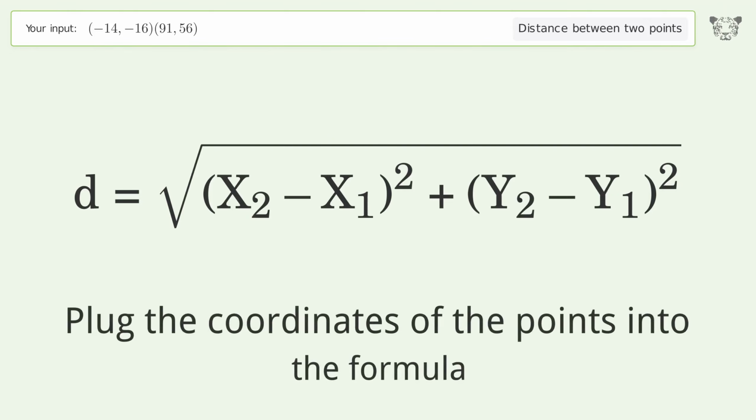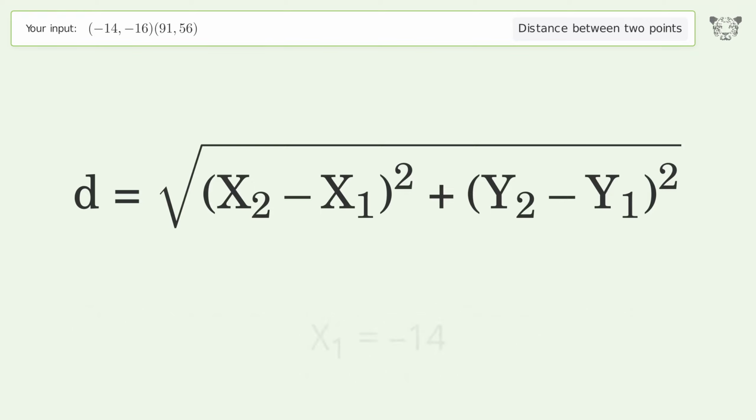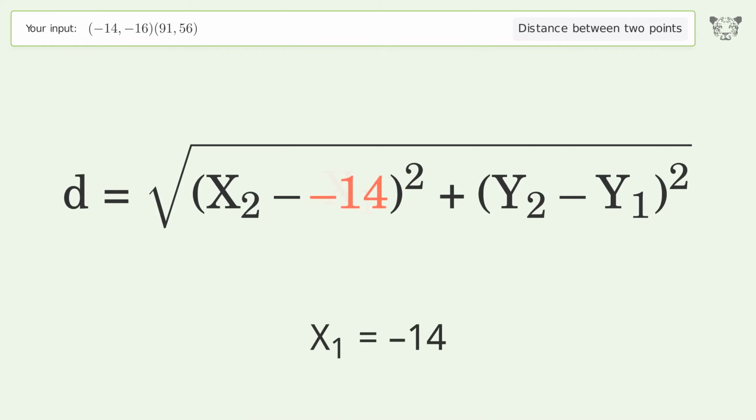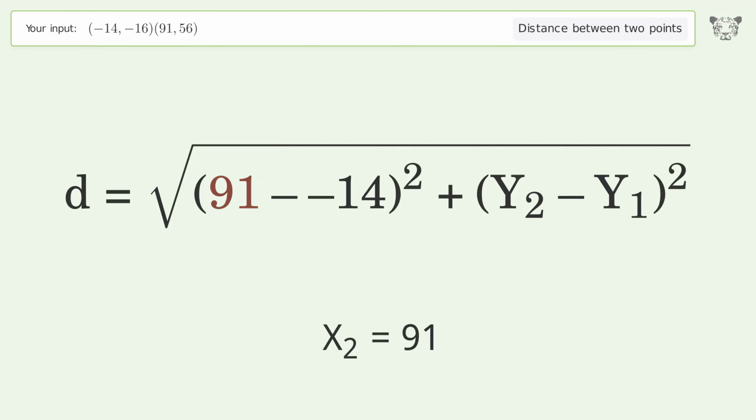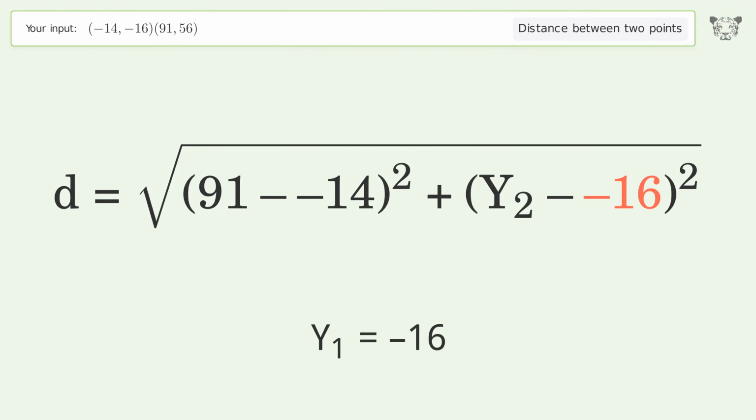Plug the coordinates of the points into the formula. x1 equals -14. x2 equals 91. y1 equals -16. y2 equals 56.